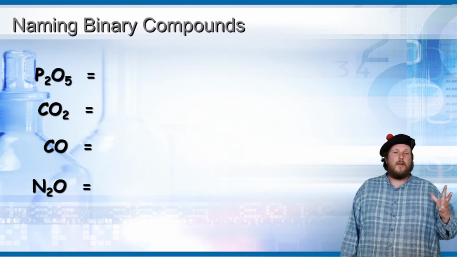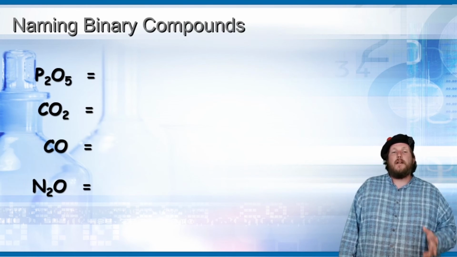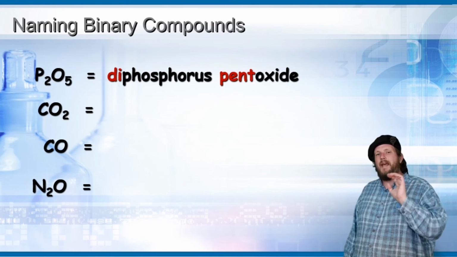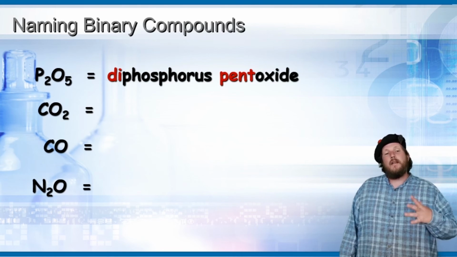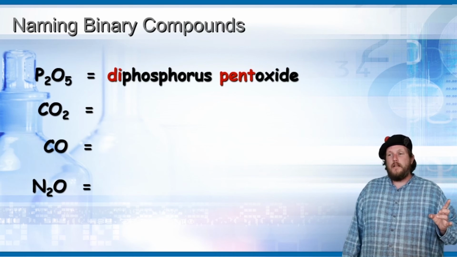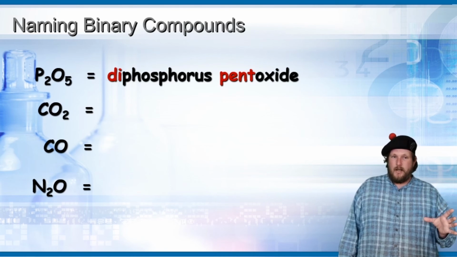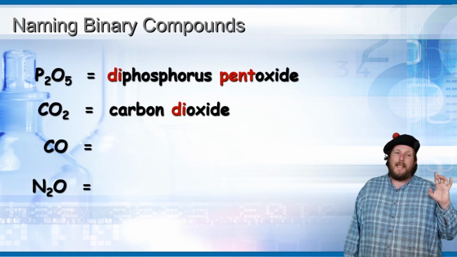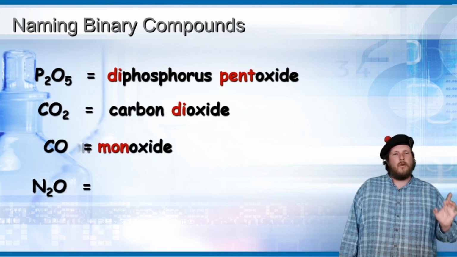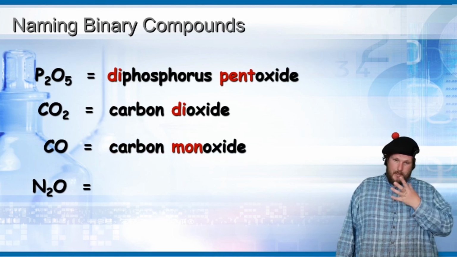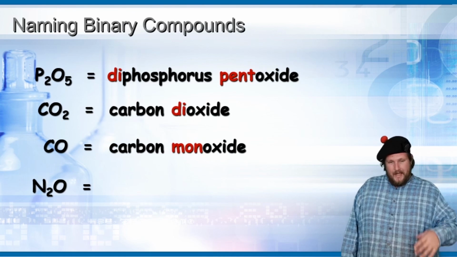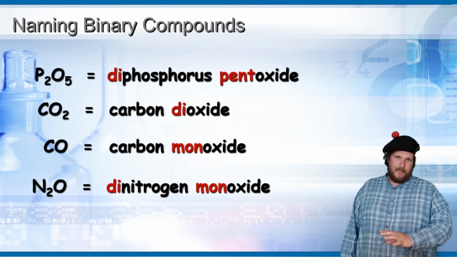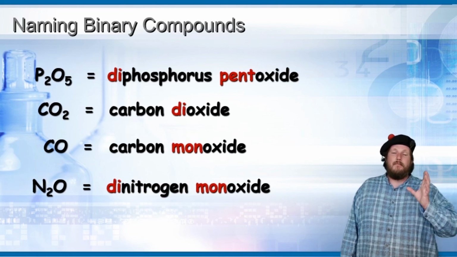Naming these. First one, P2O5. There's more than one, so diphosphorus, and there's 5 oxygens, pentoxide. The next one, there's only 1 carbon, so carbon, we don't have to put mono, carbon dioxide. The next one is carbon and 1 oxygen, so carbon monoxide, because the second one does get a prefix no matter what. Next one has 2 nitrogens, 1 oxygen, dinitrogen monoxide.